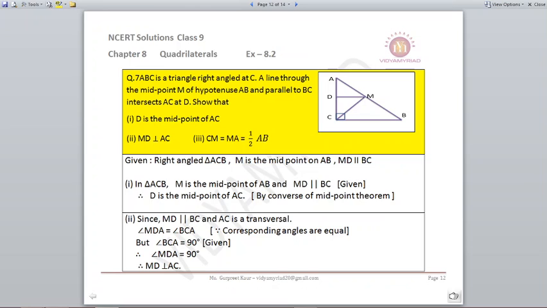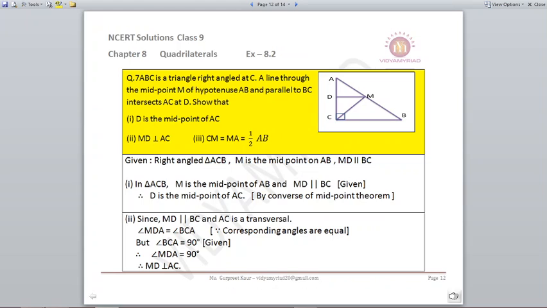Question number 7. ABC is a triangle right angled at C. A line through the midpoint M of hypotenuse AB and parallel to BC intersects AC at D. Show that D is the midpoint of AC. Now, if you consider the triangle ACB, M is the midpoint, you are told, and you are told that MD is parallel to BC also. So, what does it mean? D is also the midpoint of AC by converse of midpoint theorem.